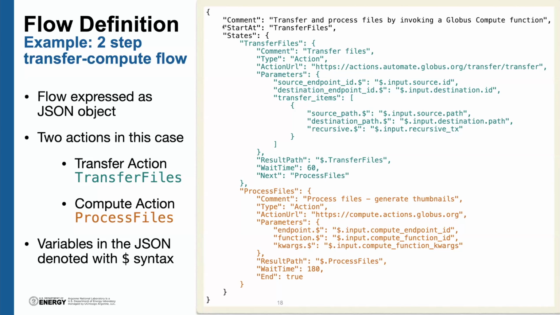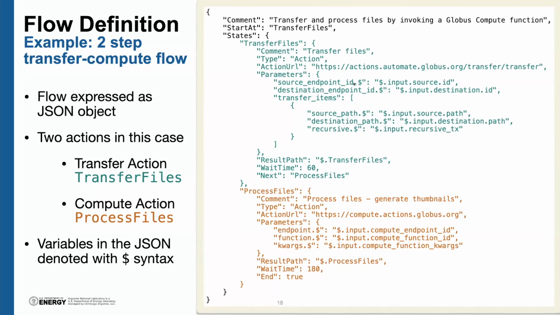So in the flow, you always have an action that you start with. In this case, this flow starts with the action state transfer files. Okay, so this will be the first thing that executes. And you can see here, there's a bunch of different parameters, and you'll see these funny dollar signs. In this format of these JSON objects, these dollar signs denote variables. So we'll see an example in a second.